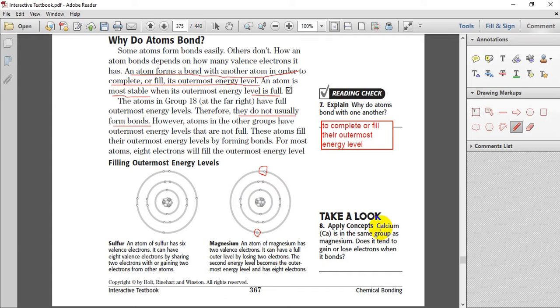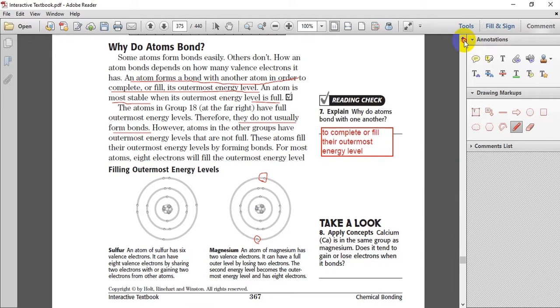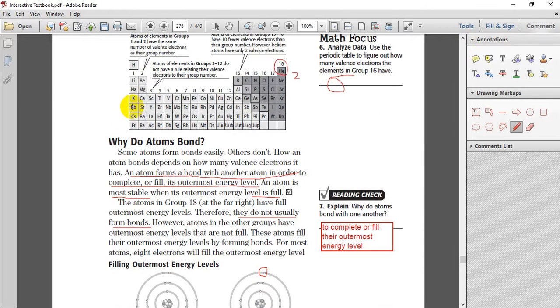Okay, in this question, calcium, Ca, is in the same group as magnesium. Calcium and magnesium are found in the same group. Does it tend to gain or lose electrons when it's bonded? Here is calcium, in the same group as magnesium. So all of them have, as we said, the same valency, 2 valence electrons.